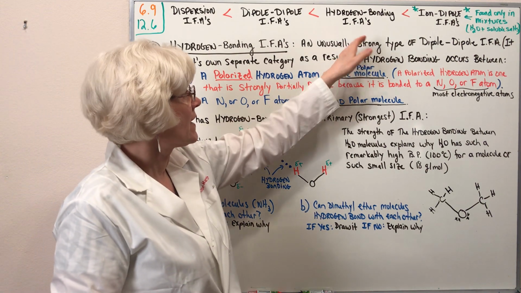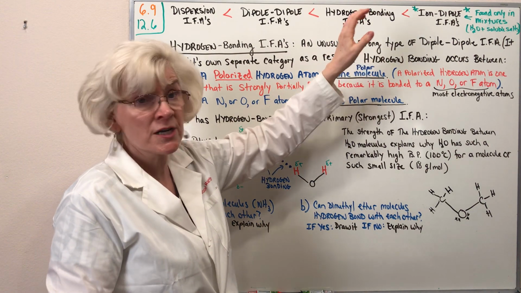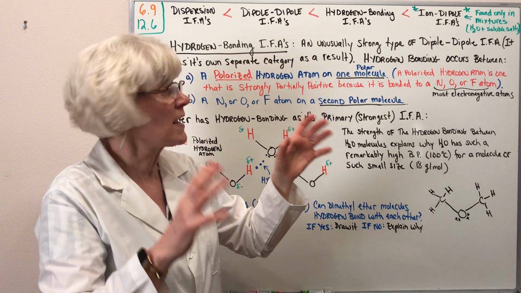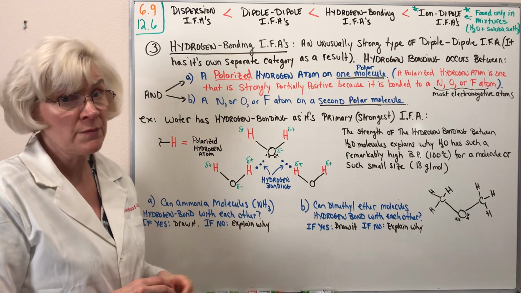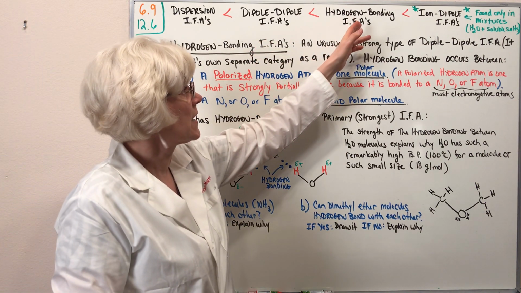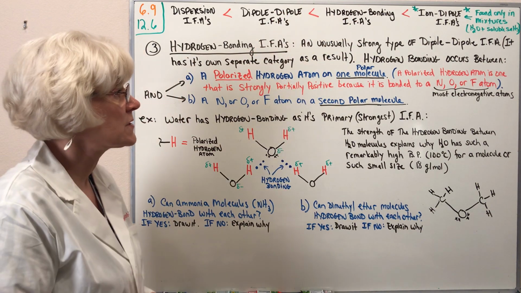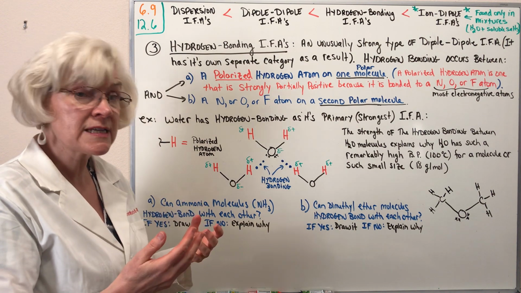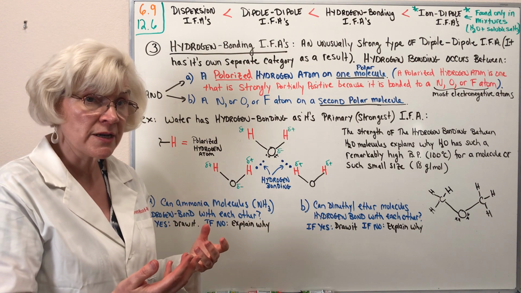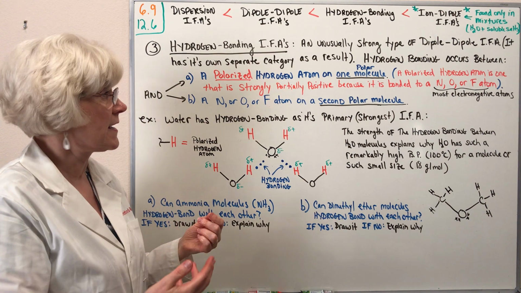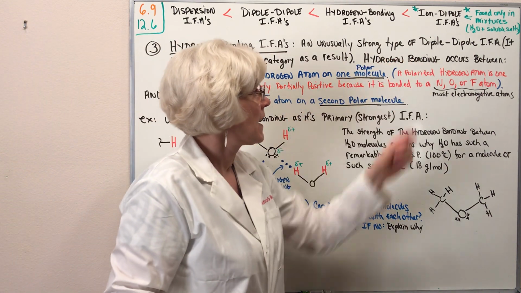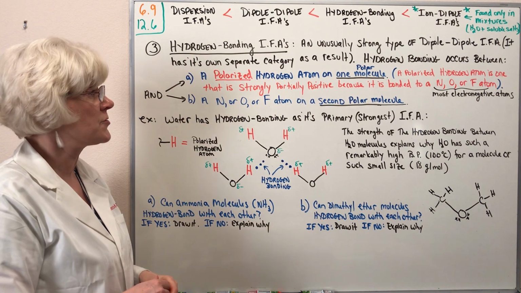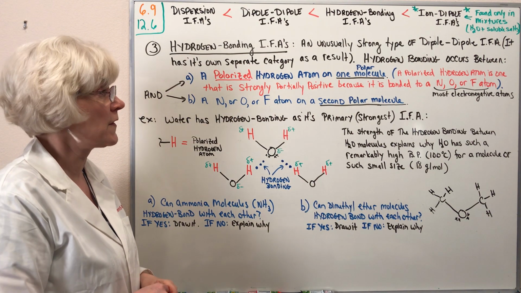So we're observing hydrogen bonding between polar molecules. However, the strength of the intermolecular force of attraction merits hydrogen bonding being in its own separate category apart from dipole-dipole. It's a stronger intermolecular force of attraction than dipole-dipole forces are. So how do we recognize and distinguish between hydrogen bonding and dipole-dipole IFAs? Hydrogen bonding occurs between a polarized hydrogen on one polar molecule.